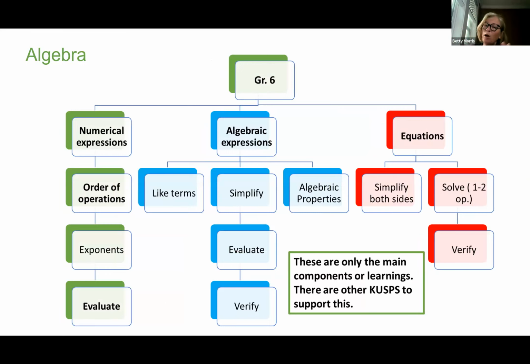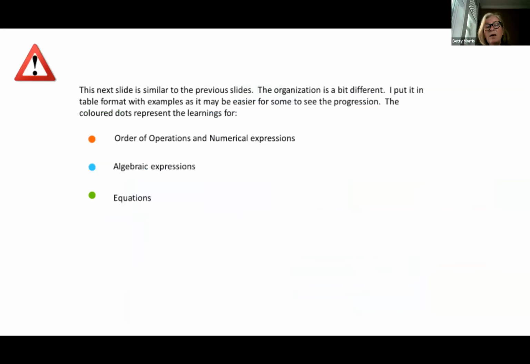So this will help you to see at a very high level what that pattern is. Now, the next slide I'm going to show you is the same one, and you're going to get these slides, so you'll be able to see this. This is to help you when you receive those, because it is color coded. There was too much on the next page for me to put the color of the bullets. We're only going to focus on the orange ones, the order of operations and numerical expressions, but you're going to see the blue, or the turquoise, is algebraic, and the green is equation.